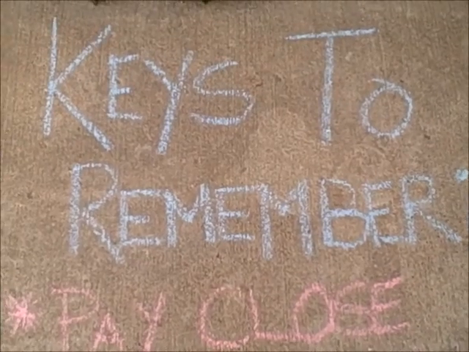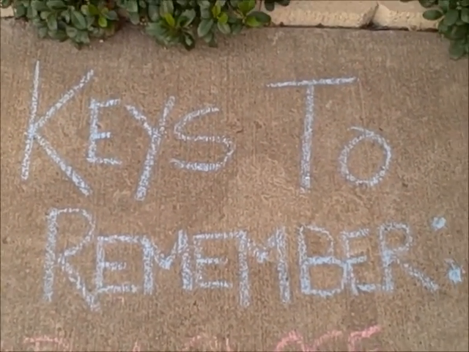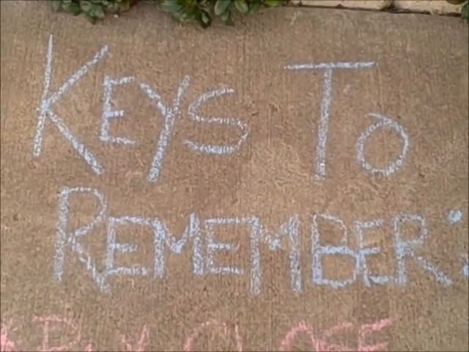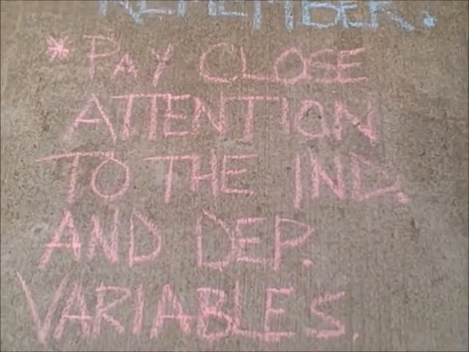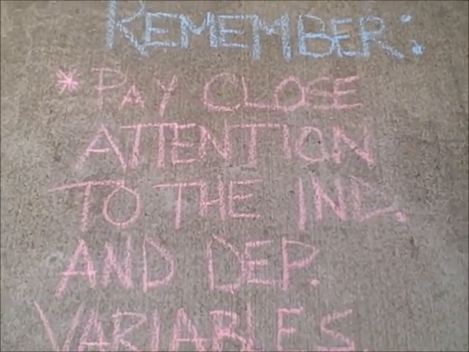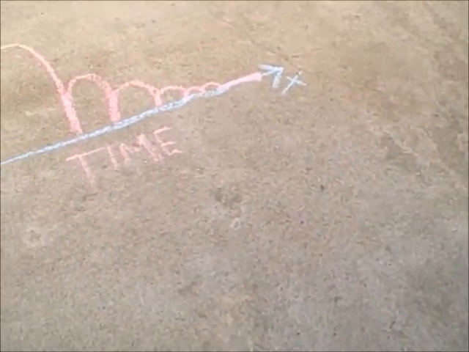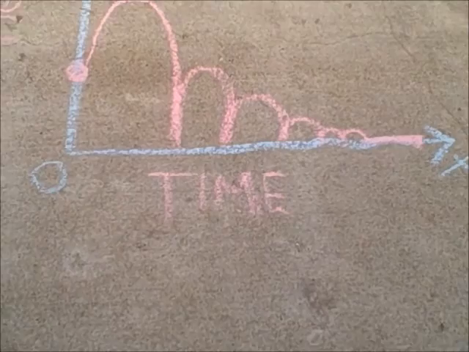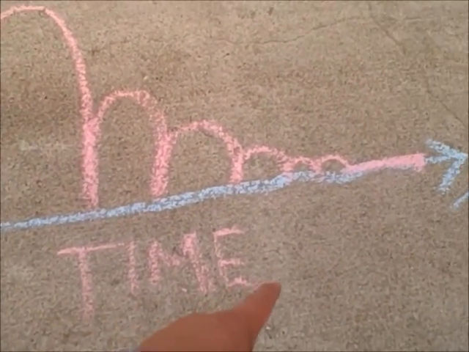Interpreting graphs is actually really easy, but I want to give you a couple things to pay attention to. Some keys to remember: first, pay close attention to the independent and dependent variables. The independent variable is the variable that is along the x-axis. In the basketball scenario, time was our independent variable because it is along the x-axis.